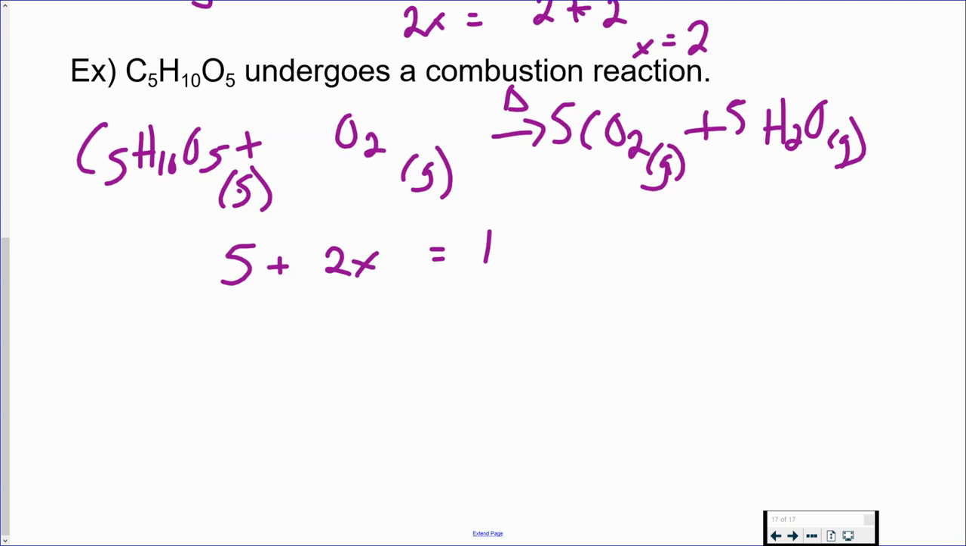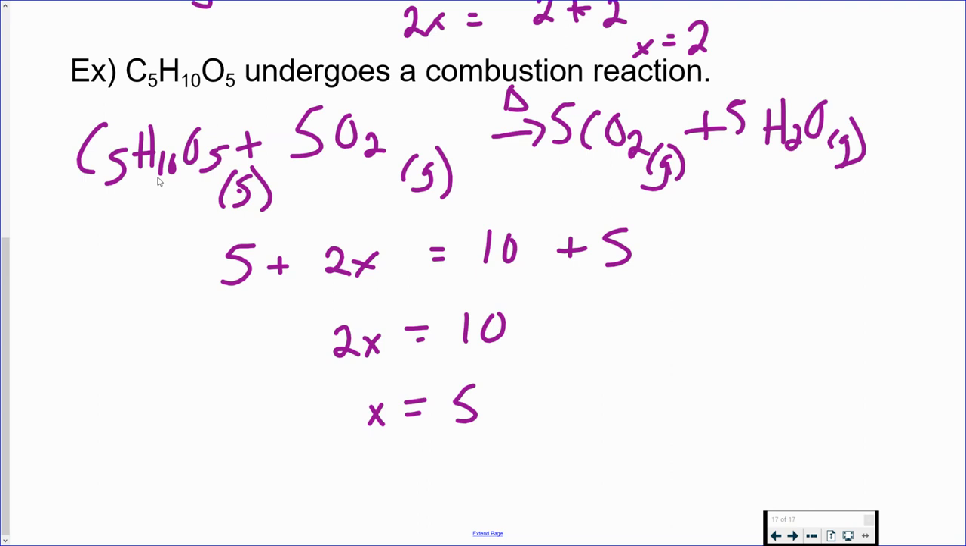Well, 5 times 2 gives you 10, plus 5 times 1 gives you 5. So what ends up happening is you're going to have 2x is equal to 10. X then is going to be equal to 5. So we'll end up putting a 5 here in order to balance it. And that's combustion as a type of reaction.